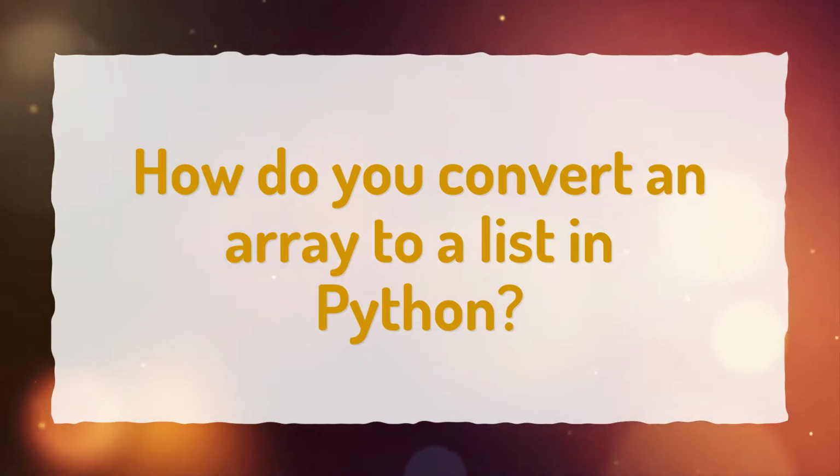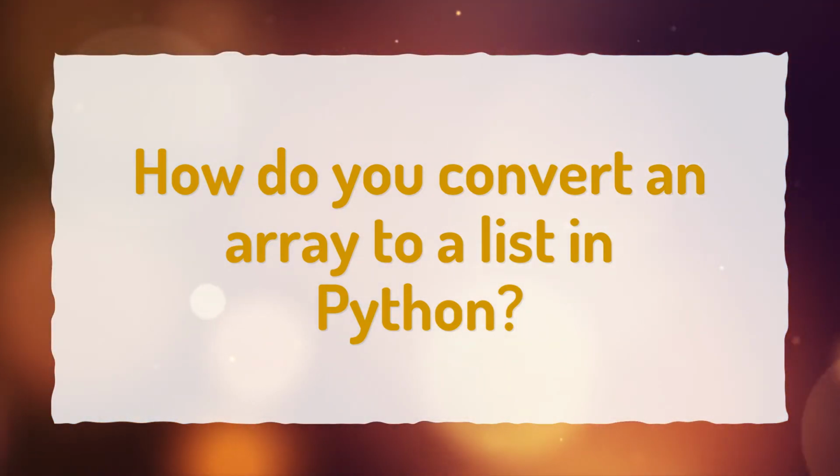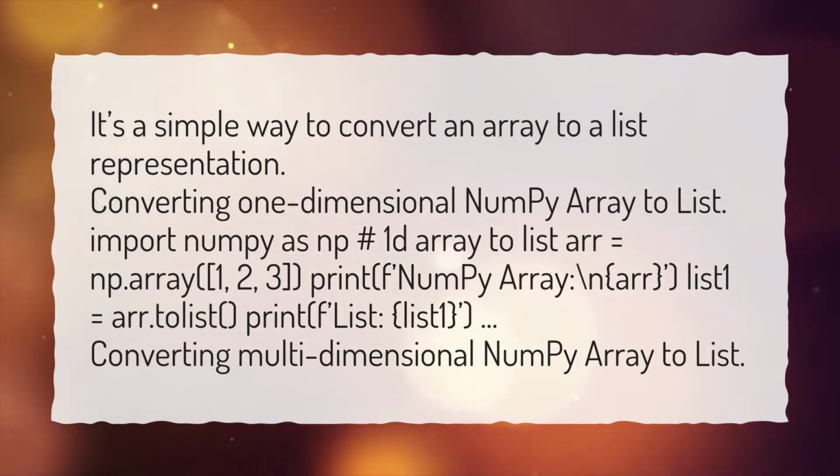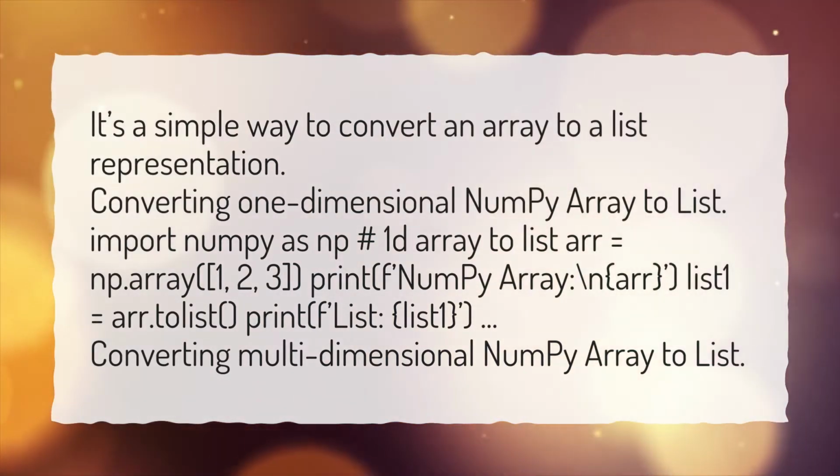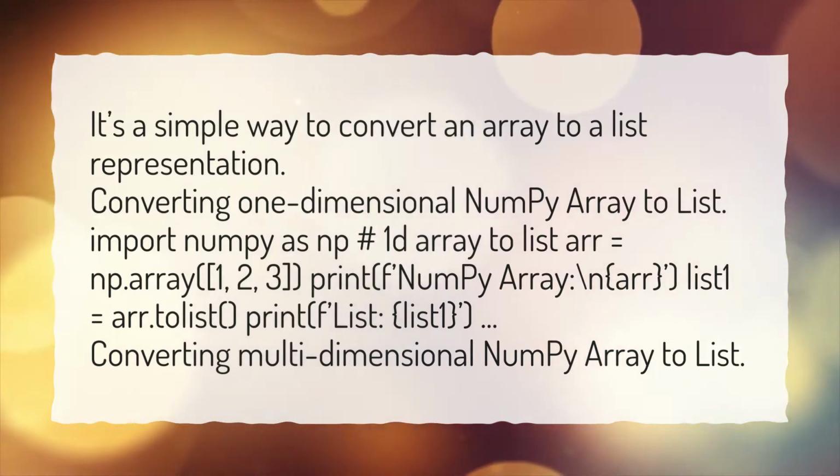How do you convert an array to a list in Python? It's a simple way to convert an array to a list representation. Converting one-dimensional NumPy array to list.